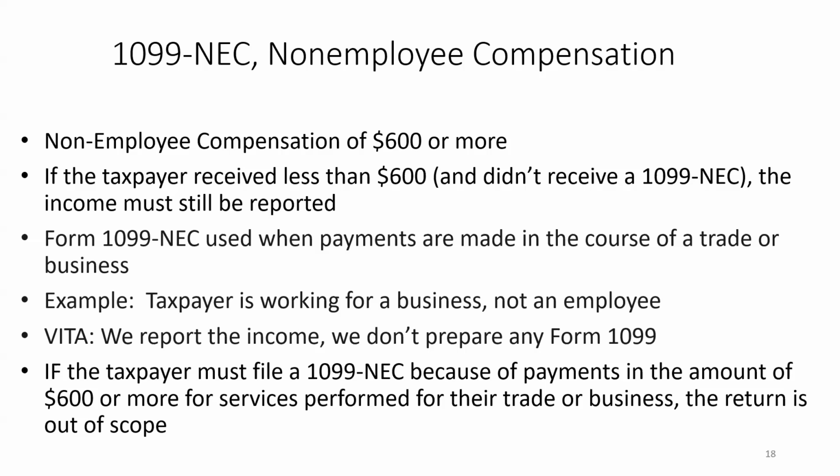All right, and then another type of information return is a 1099 NEC. And this is really important because a lot of times you'll have individuals coming to the VITA site and they're engaged in some type of self-employment. Maybe they're a tutor, maybe they're a dog walker, maybe they're a locksmith, whatever they are. And a lot of times they're not given any type of information returns.